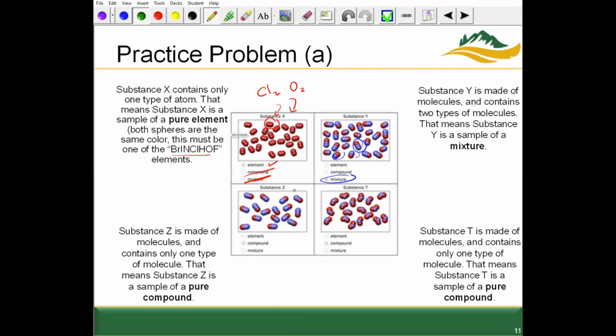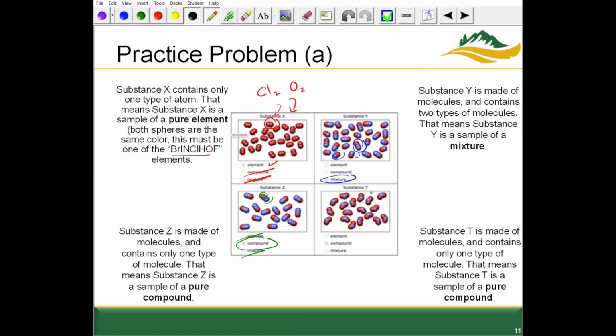Next, moving on to substance Z, it's different than X because we see two blue spheres and a red, meaning that this is definitely not a diatomic, and there's definitely more than one type of element present, the red element and then the blue element. That is the only thing that's present here, this blue sphere, then red. There's nothing else present, so there's definitely not a mixture. And then it's definitely not a diatomic element, so here we know that's a compound.